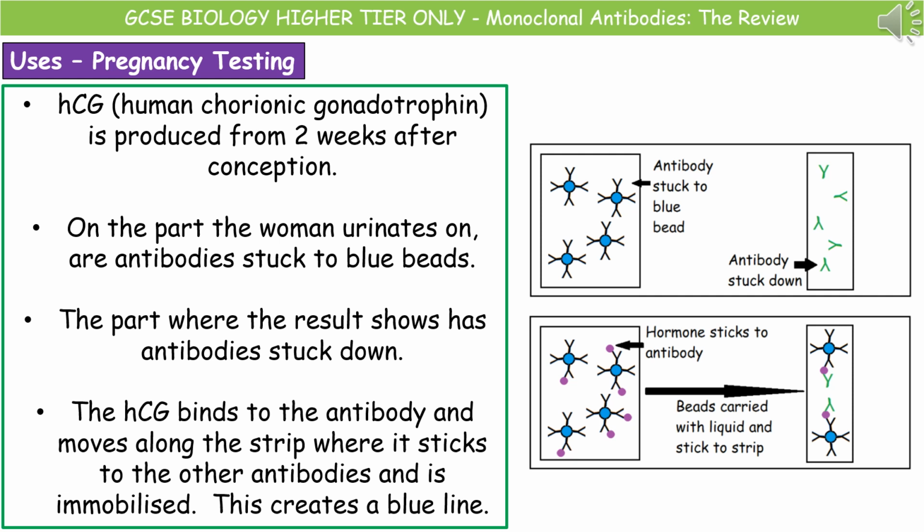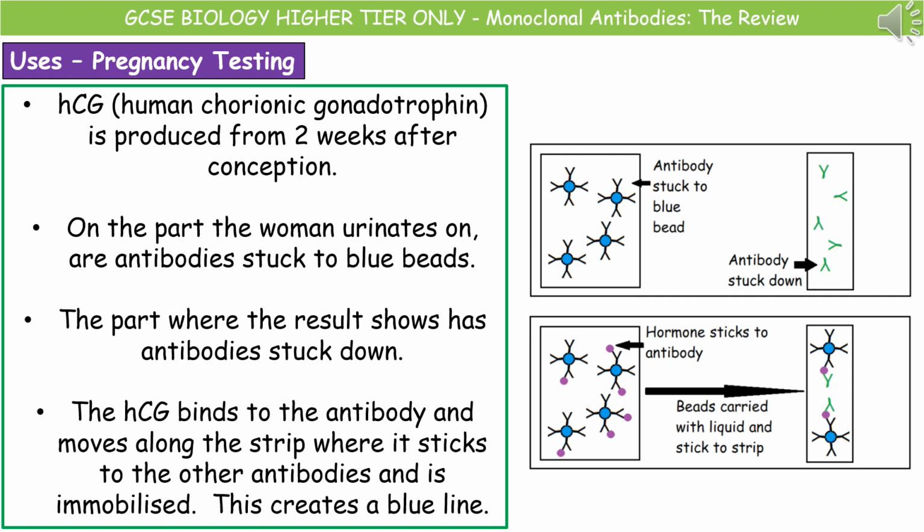So what happens is, on that little stick, the little bit that the woman urinates on, there are antibodies, the monoclonal antibodies to HCG, which are stuck onto little blue beads, as you can see in the diagram on the right there. Any urine that's got HCG present in it, the HCG is going to bind onto the antibody on the blue beads, and then as the urine moves up that pad, it's going to draw those blue beads up with it.